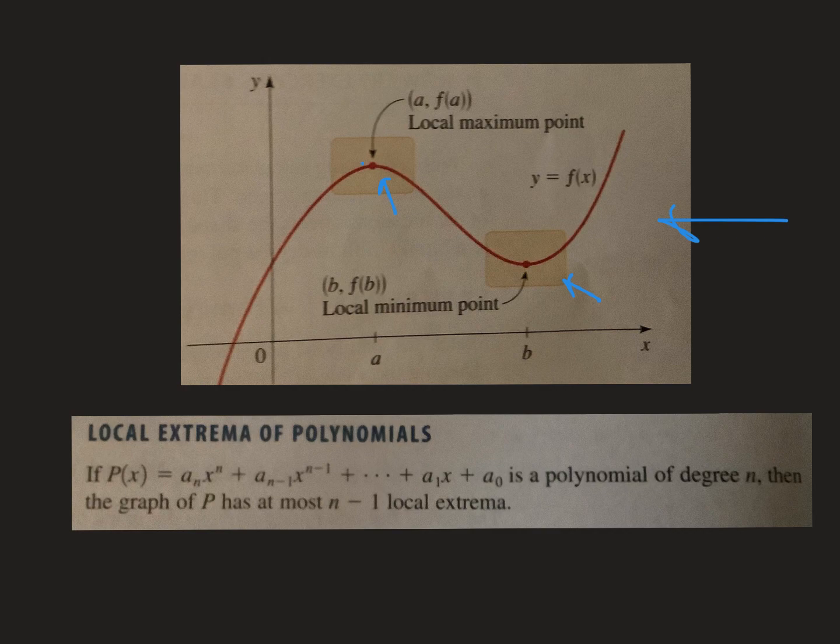Now, here's what I need you to know about these. How many are there in a graph? Whatever the degree of a polynomial is, if it's degree n, the graph can have at most n minus 1, one less than that, maxes or mins. So if you see an x cubed function, a cubic function, it can only have at most 2 maxes or mins in it. Like the picture you're looking at right now, that could be a cubic function because it can have at most 2. All right, if it's degree 5, it can have at most 4 maxes or mins. Local maxes, local mins.